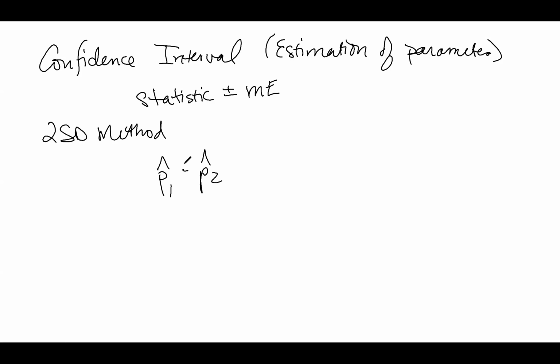So p hat 1 minus p hat 2 plus or minus 2. We use 2 as the multiplier in our margin of error when using the 2SD method. And then multiplied times the standard deviation of the null.